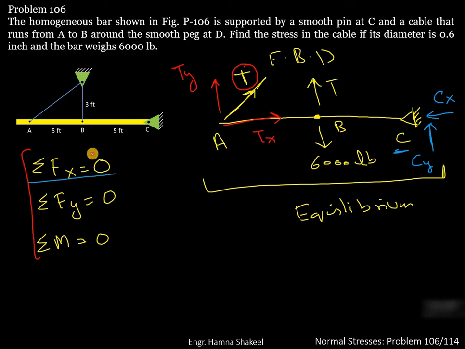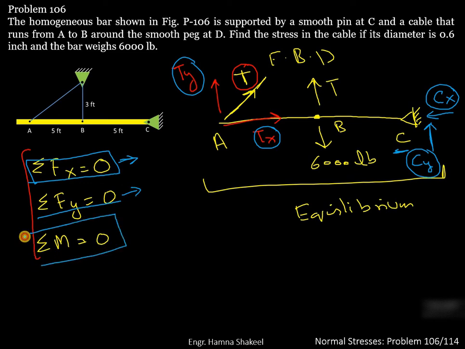If we choose this equilibrium condition to solve our problem, here Tx is unknown and Cx is also unknown. So we cannot use this one to solve our problem. If we use this equilibrium condition here, again, Ty is unknown and also Cy is unknown. So we cannot use this as well. So we are going to use this last equilibrium equation, that is sum of moment equal to 0. And if we take the sum of moment at point number C equal to 0, we can easily solve this problem.